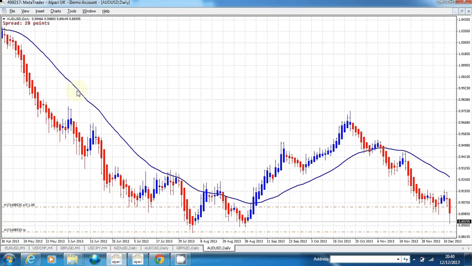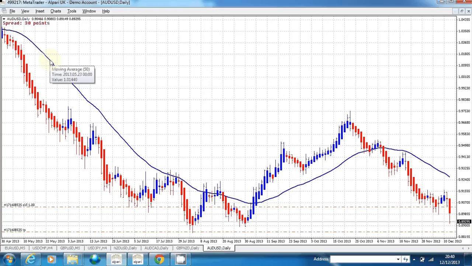Okay, without ado, I'm going to describe the system to you. So you can see my chart. On my chart, I've got here a moving average, which is a 50-day moving average. This is to identify the trend. This is going to tell you trend is up, trend is down.